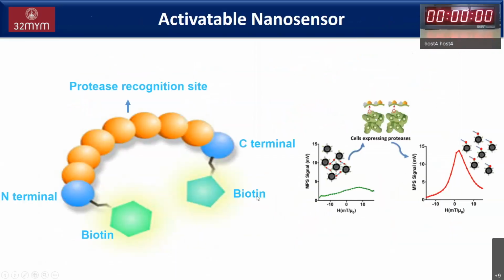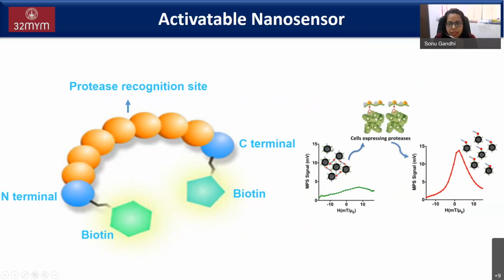So this is another biomolecule which is very, very interesting. We developed it by using a peptide-based sensor, which we call activatable nanosensors, because we know in cancer patients there is overexpression of proteases. There are certain proteases for certain types of cancer. So we put this protease recognition site in the middle of the peptide, and the N and C terminal of the peptide were labeled with biotin.